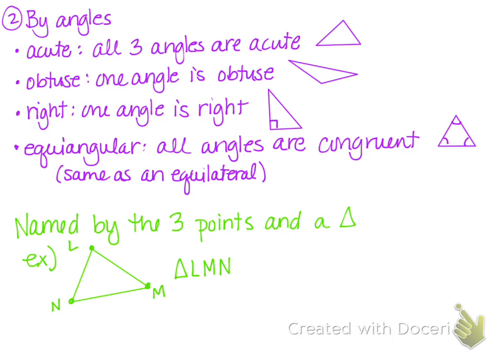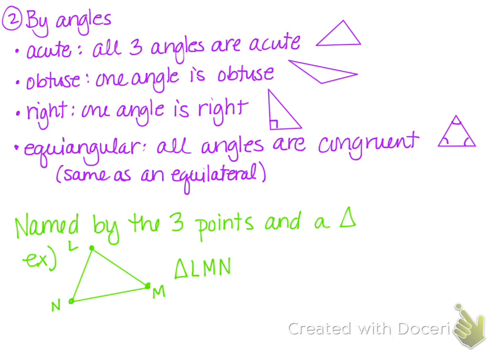The next type is a right triangle, which means that one of our angles is right. And remember, we use that little square in the corner to say that an angle is right. It's 90 degrees. And then the last type is equiangular. Now, it literally means equal angles. So all angles are congruent.